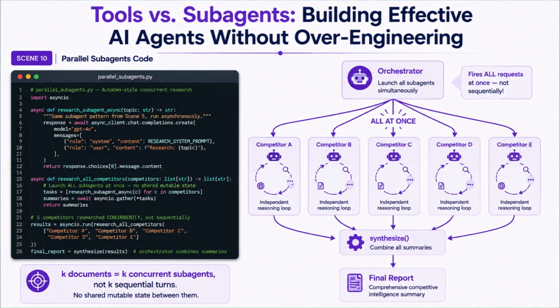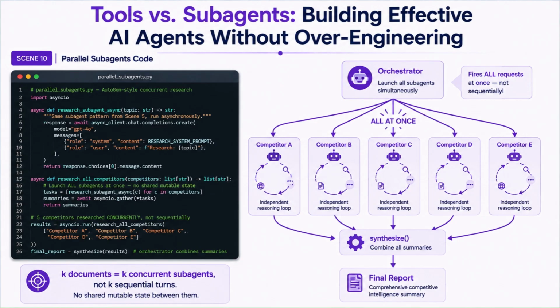Microsoft's AutoGen framework is built partly around exactly this pattern, coordinating specialized agents that work in parallel on independent subtasks simultaneously. On screen, Python code using asyncio.gather to launch several research subagents concurrently, each investigating one separate competitor, all firing off at the same moment rather than waiting in a queue for each other to finish first.